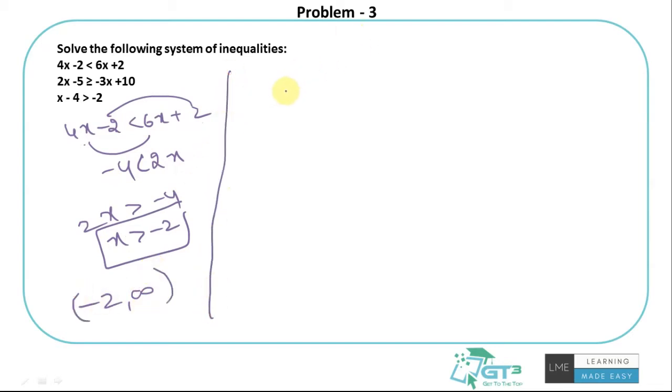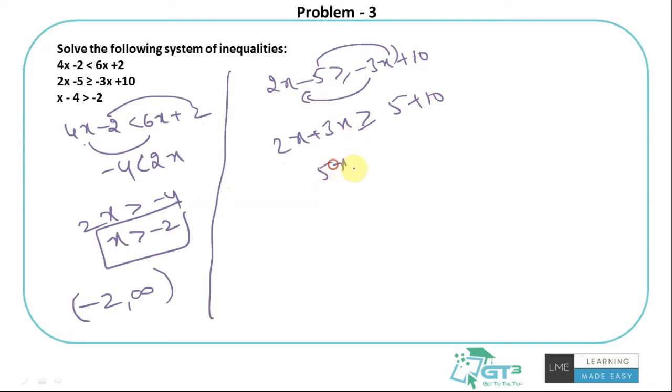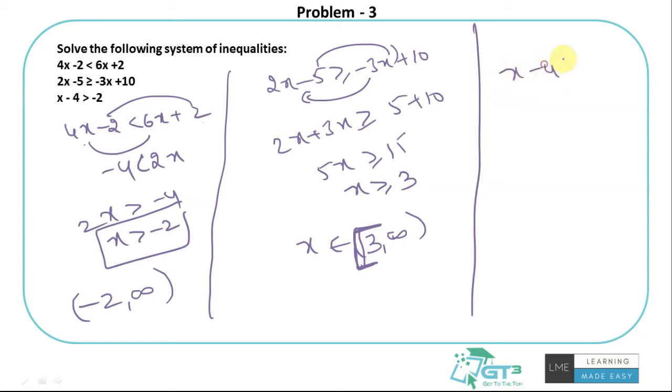What about the second? 2x minus 5 is greater than minus 3x plus 10. Minus 3x becomes plus 3x. Minus 5 becomes plus 5. 5x is greater than or equal to 15. X is greater than or equal to 3. So x belongs to 3 to infinite with a square bracket. 3 is also accepted. The last one is x minus 4 is greater than minus 2. This goes this side. X is greater than 4 minus 2. So x is greater than 2. So that means x belongs to 2 to infinite.